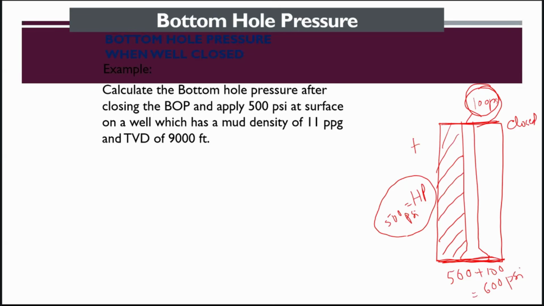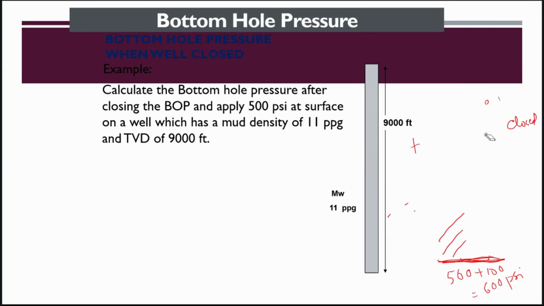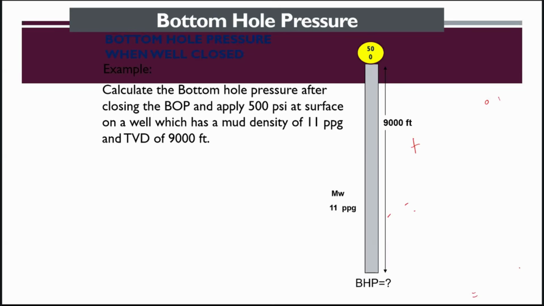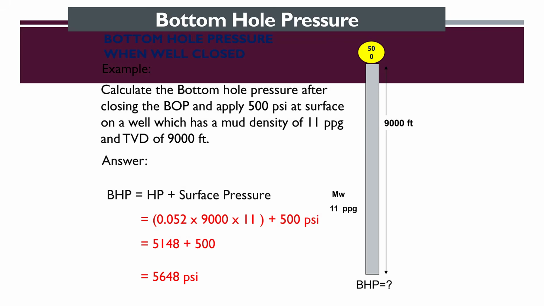It is the sum of your hydrostatic head and any pressure you are applying from the surface. For example, this same example is given for explanation. This is a well of 9,000 feet. Its mud weight is 11 ppg. And from surface, you are applying 500 psi. So what will be the pressure at the bottom of the well? First you calculate the hydrostatic pressure, 0.052 times height times mud weight, plus the surface pressure, and you get 5648.